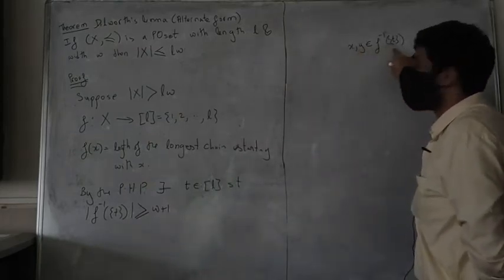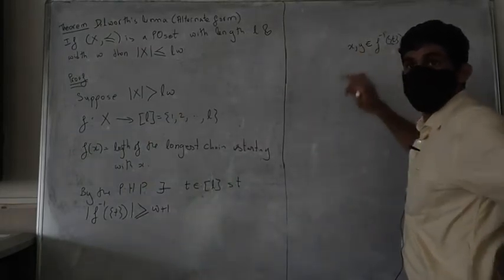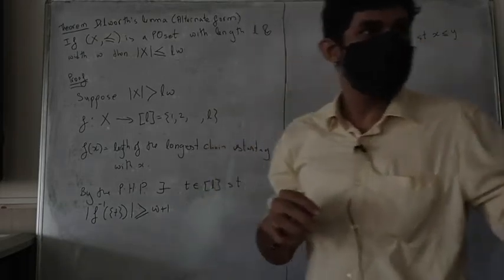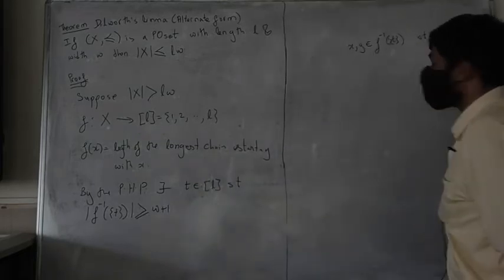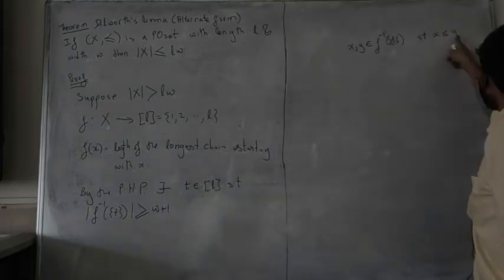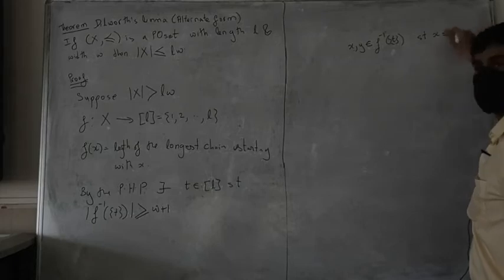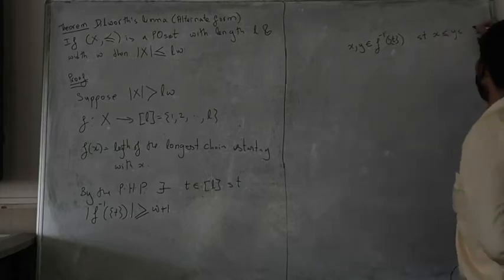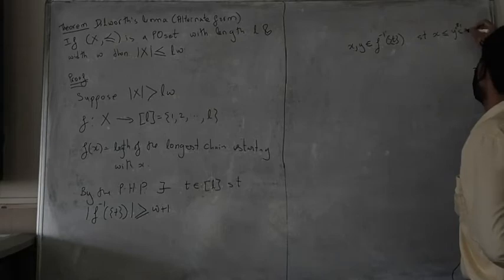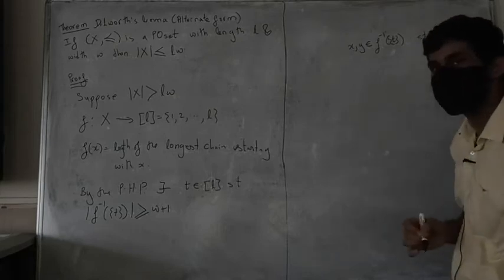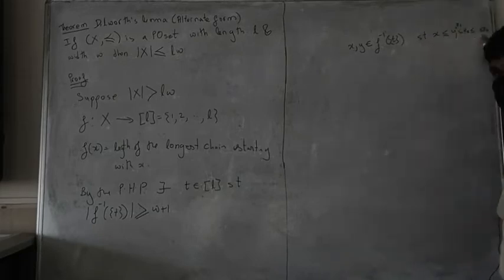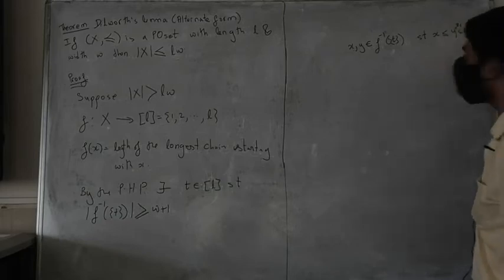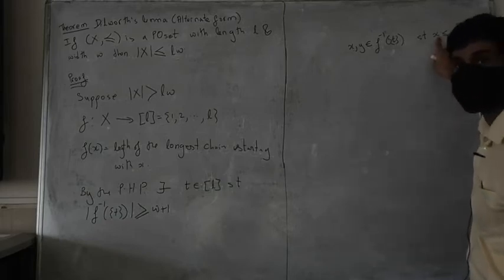What is the meaning of x and y in f inverse of t? The length of the longest chain starting with x and y are both t, right? So if x is less than or equal to y, now you can put the longest chain starting with y, right? Append that to it, you will have, let's say this is z1, z2 up to zt. Now what have you got? You have got a chain, right, of length t plus 1 starting with x.